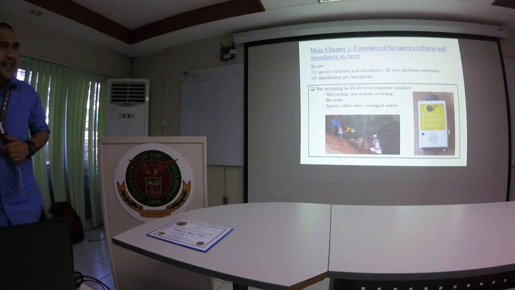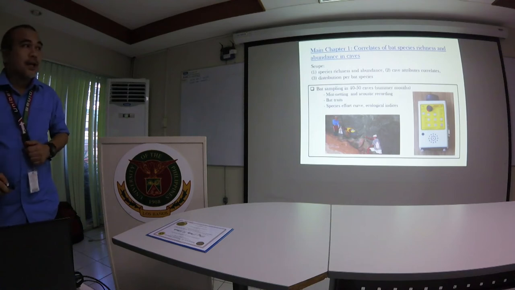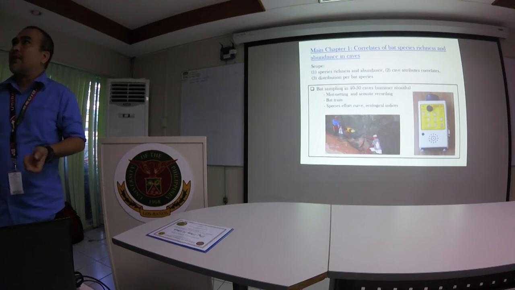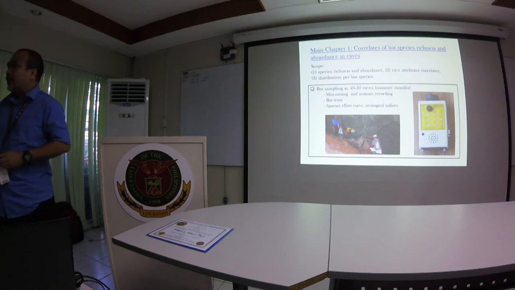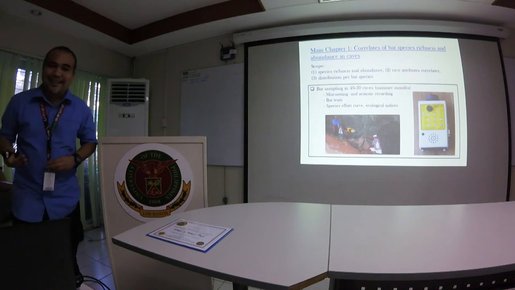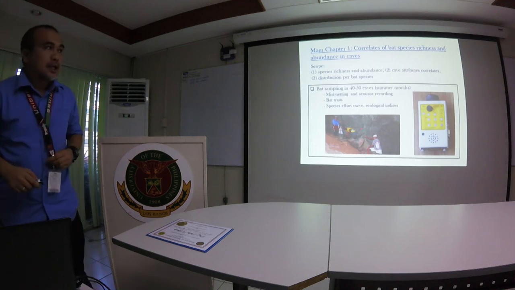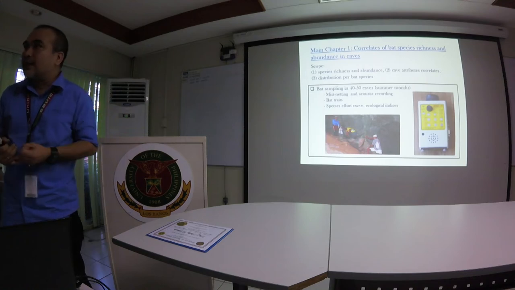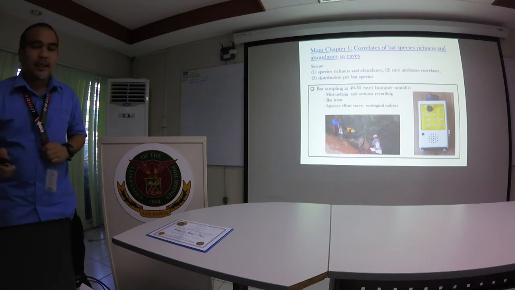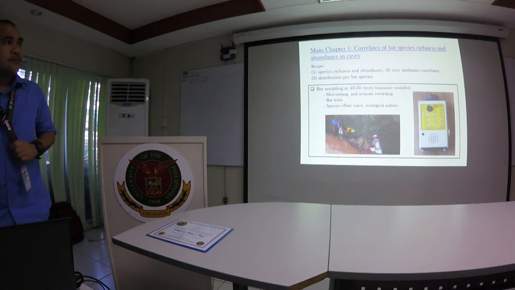And I'll do, of course, mist netting and acoustic recording using the bat detector. I'll be recording several bat traits like age, sex, and reproductive condition. Then I'll do a species effort curve for each of the caves to assess sampling adequacy. And I'll do ecological indices, for example Shannon, dominance, evenness, and what have you.